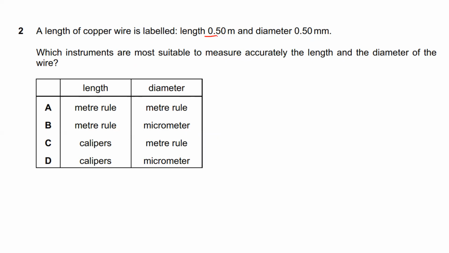So if we see these values, 0.5 meters can be easily measured with the help of a meter rule, and 0.5 millimeters can be easily measured with the help of calipers or a micrometer. So length, meter rule, diameter will be either calipers or micrometers. So we have only micrometers here. So micrometer and meter rule here. So the best answer is B.